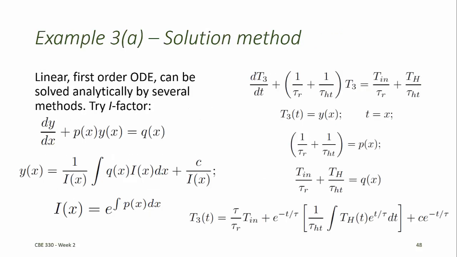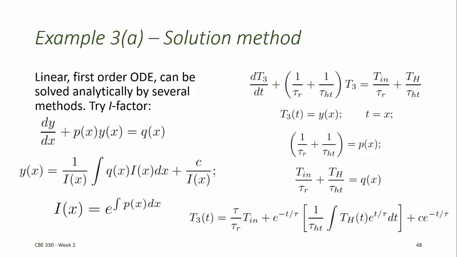Let's look at the solution to our combined material and thermal energy balance for the blending tank. This is a linear first-order ordinary differential equation that can be solved analytically by several methods. For example, the I factor or integrating factor method. Here I've rewritten the model equation so that T3 and its derivatives all appear with their constant factors on the left-hand side of the model equation. I've also made some additional simplifying assumptions consistent with the example problem as it's described in the notes.